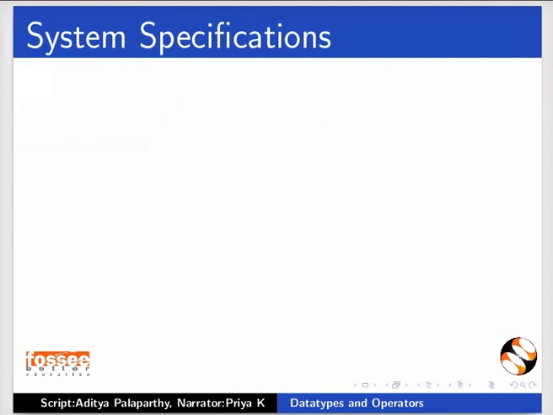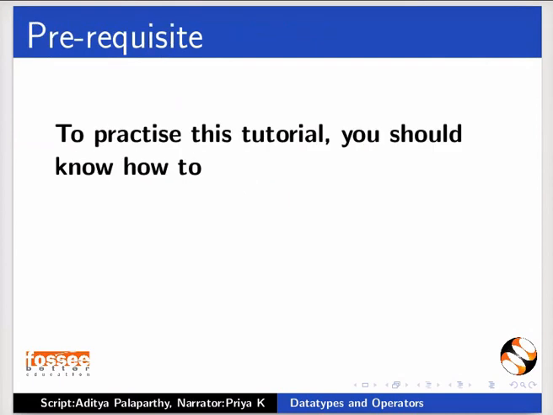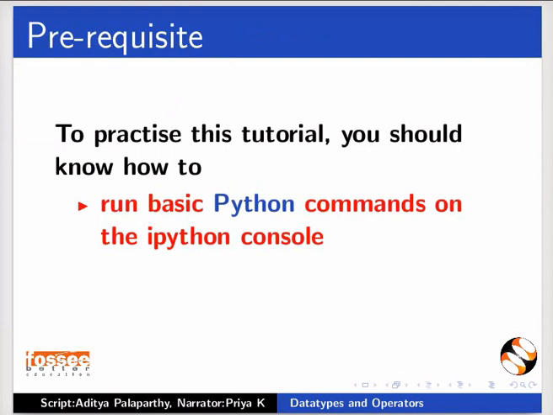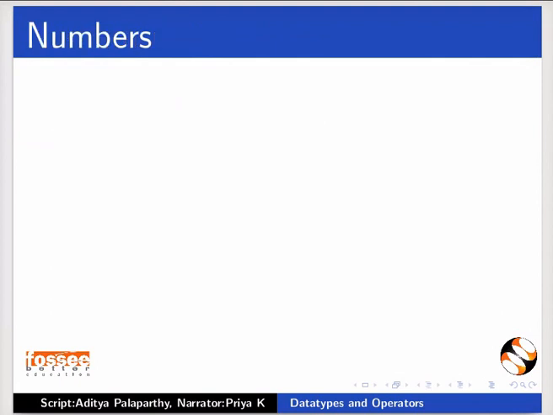To record this tutorial, I am using Ubuntu Linux 16.04 operating system, Python 3.4.3 and IPython 5.1.0. To practice this tutorial, you should know how to run basic Python commands on the IPython console. If not, see the relevant Python tutorials on this website. There are three built-in data types in Python to represent numbers: int, float, and complex.